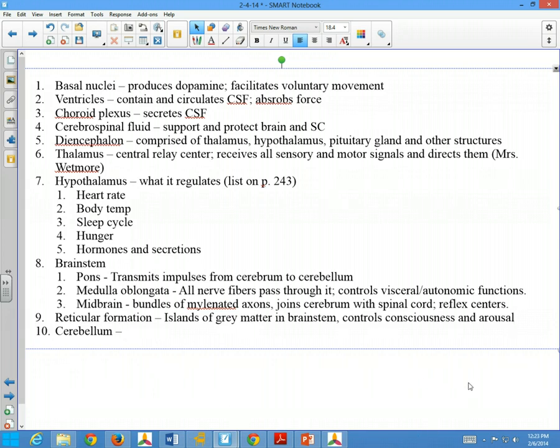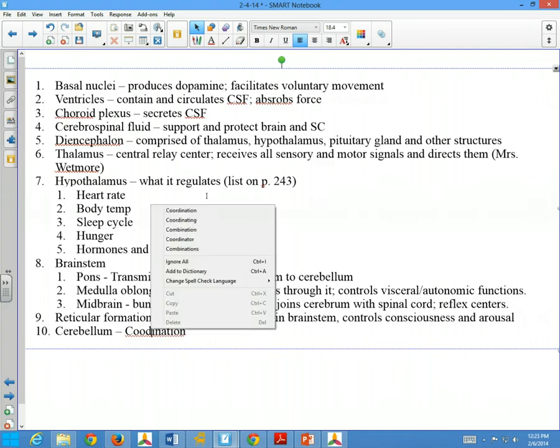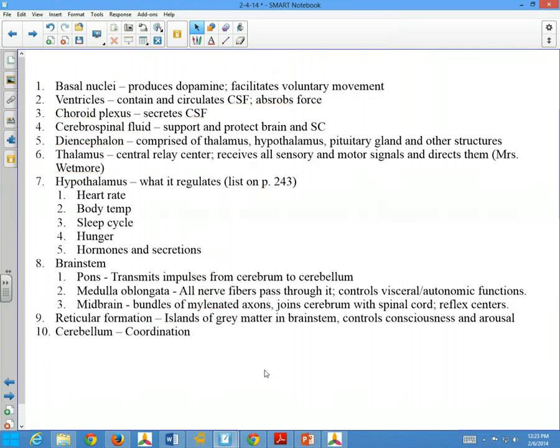And last but not least, cerebellum. You should already know this one. We've talked about this one before. Coordination. Coordination is the big one for that. Boy, I just cannot spell today. Coordination is the easiest thing to think of when we talk about it.